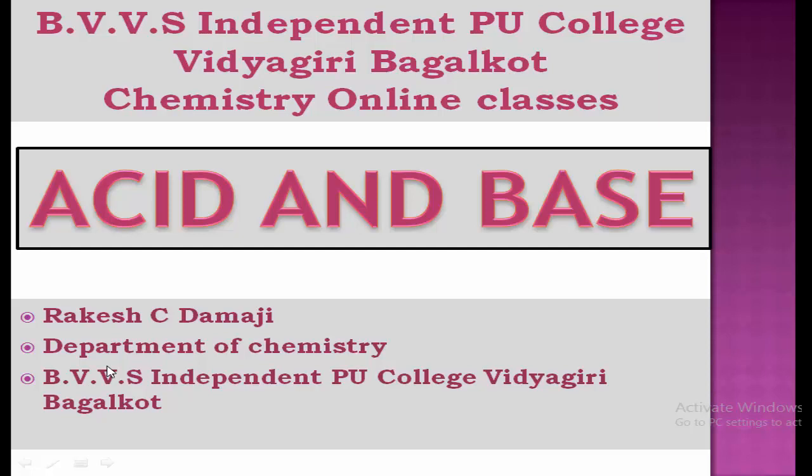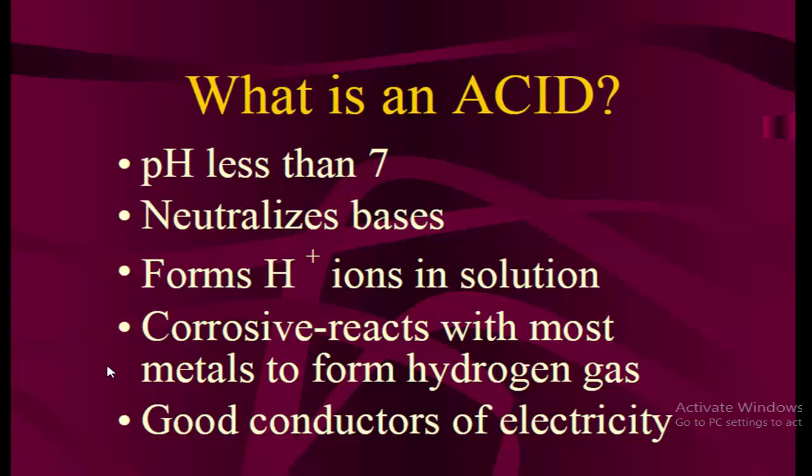As you all are familiar with the term acid, the question comes to mind: which type of substances are said to be an acid? Because there are different kinds of substances that you can observe in your surroundings. So what kind of substance is said to be an acid? What are the conditions for a substance to be considered an acid? That we should know. So what is an acid?